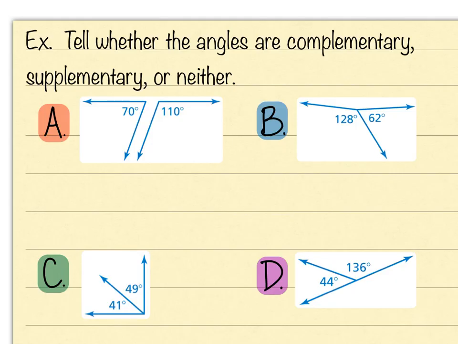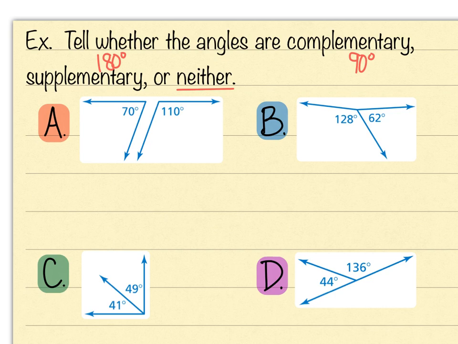All right, so in this next example, it says, tell whether the angles are complementary, supplementary, or neither. So we know complementary means that together those two angles will add to 90 degrees. Supplementary means together they'll add to 180 degrees. And then if they add to something that's not 90 degrees or not 180 degrees, then we would say neither. And so we have some questions like this on our homework, and I want to make sure we show our work on our work paper.